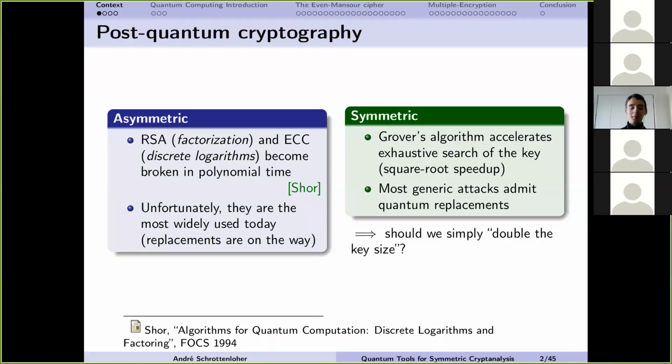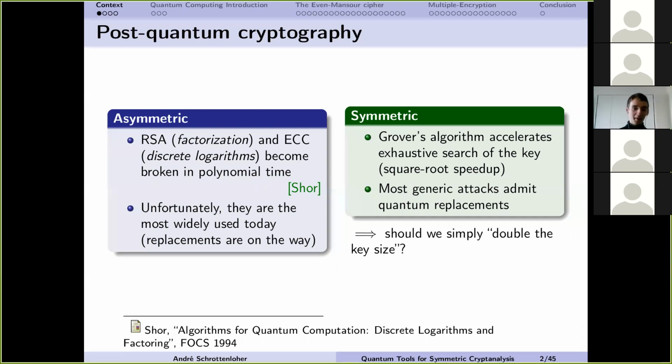In asymmetric crypto, if we take into account potential quantum attackers, then RSA and elliptic curves are going to be broken in polynomial time with Shor's algorithm. And so this has led to the massive amount of work on post-quantum crypto that is now on the way to standardization. In symmetric crypto, there hasn't been a result as striking as Shor's algorithm.